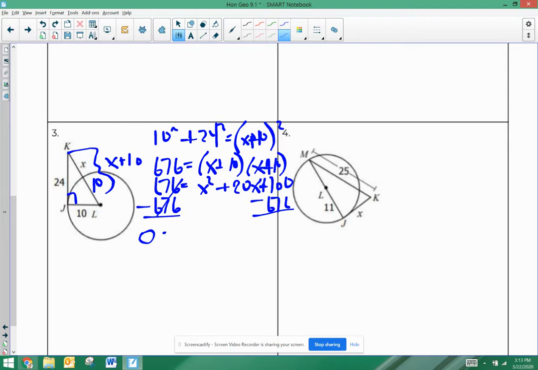And now I have 0 equals x squared plus 200x minus 576. 576, is that a perfect square? It is. Okay, okay.